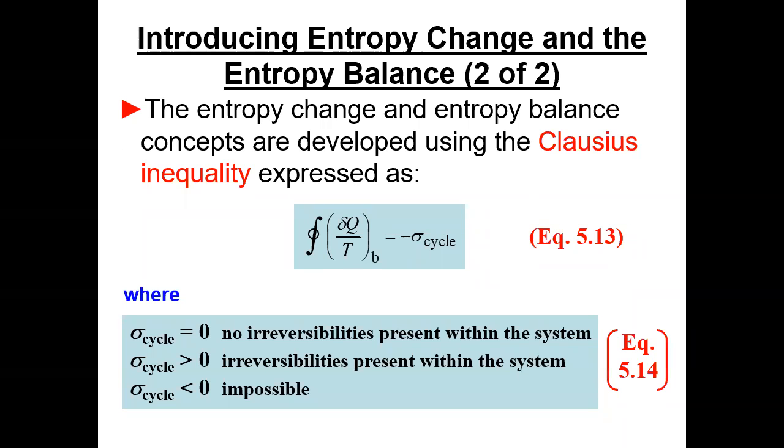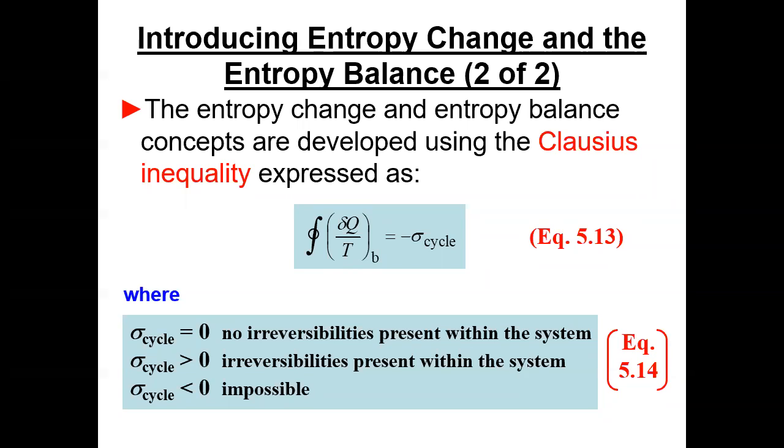Okay, and so as before, if that sigma for the whole cycle turns out to be 0, that tells us there's no irreversibilities within the system. Everything is ideal. If it's greater than 0, then there are irreversibilities like friction and dissipative effects and turbulence and all that good kind of stuff that's always there. And if it's less than 0, it's impossible. It won't happen, or you screwed up the calculation. That's always possible. But in general, if it comes out to be less than 0, then you say impossible.